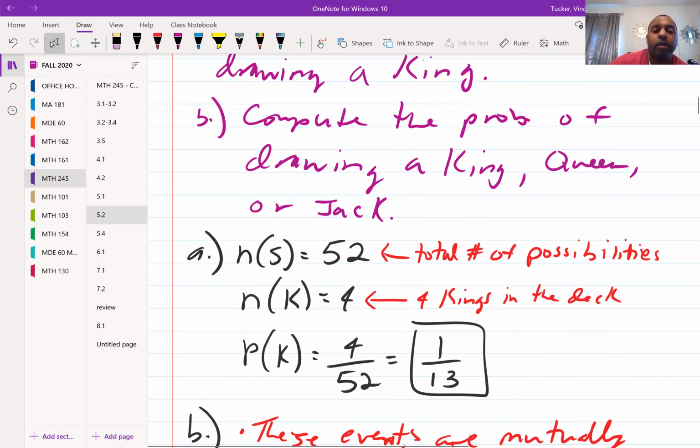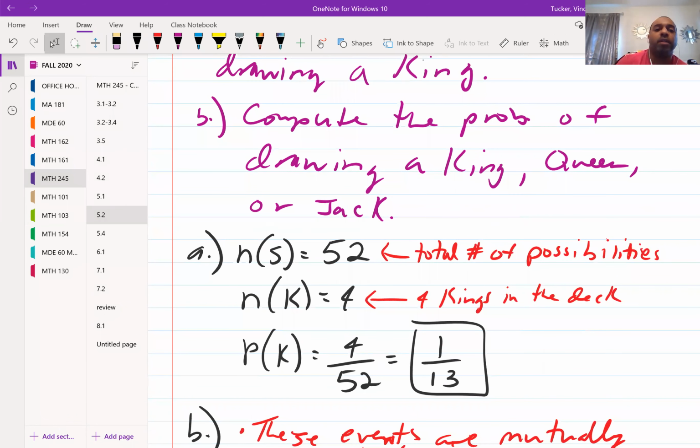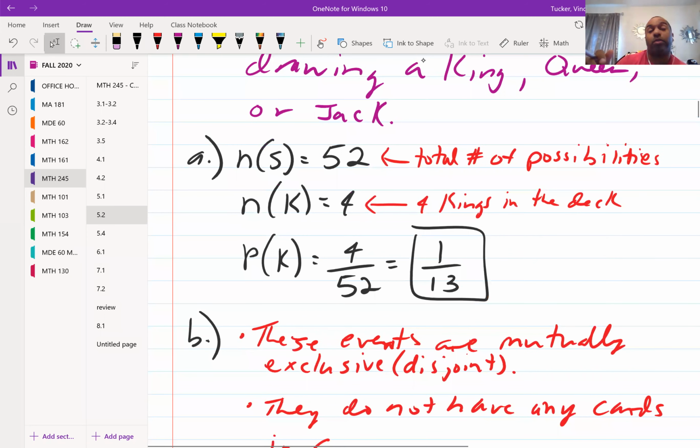All right. So the next one, we're looking at B. Right here, compute the probability of drawing a king, queen, or jack. A just wanted to know the probability of drawing a king. B wants to know the probability of drawing a king, queen, or jack. So first thing you need to ask yourself: are they mutually exclusive events? In other words, do they have any cards in common?